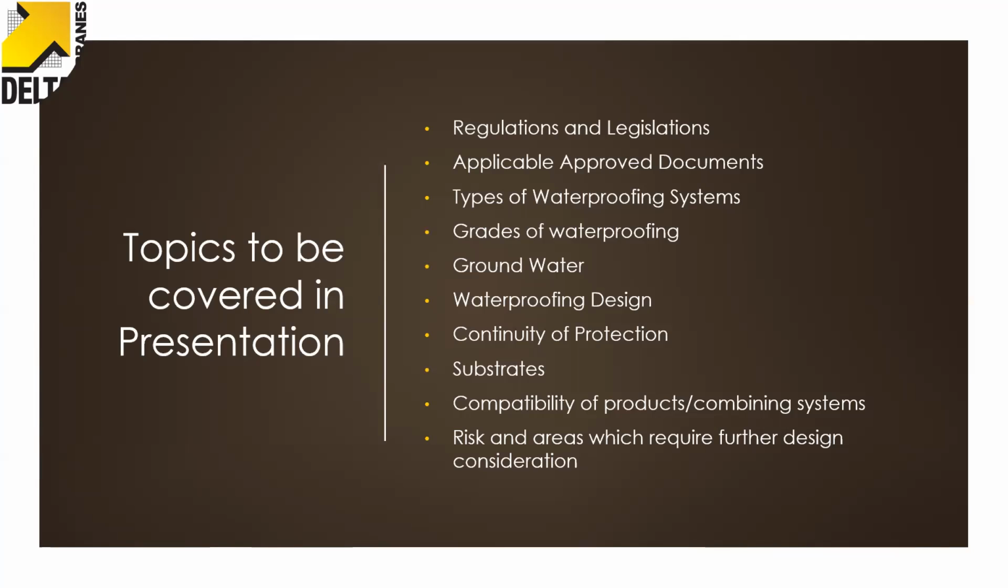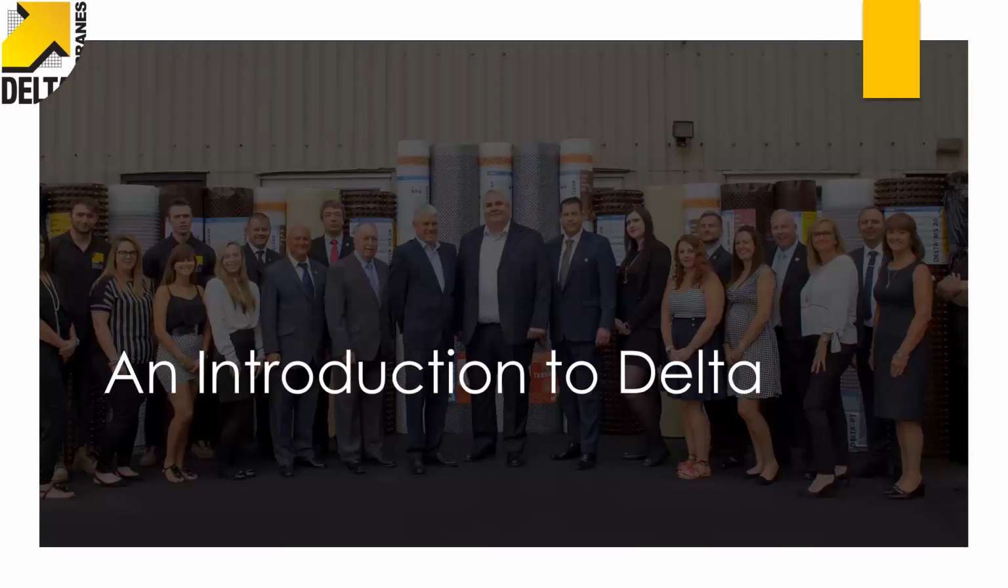We're going to look at groundwater, water tables, and the fact that they're variable. Continuity of waterproofing protection. As you might imagine, if systems aren't continuous, then they're not much use for keeping water at bay. Substrates, so we come across various structures like reinforced concrete, blockwork, modular construction, insulated formwork, polystyrene blocks, all sorts of things, really. Compatibility of products and combining systems, and risk. Every design solution is based on a risk assessment, and we'll look at what feeds into that and therefore informs the design. So that's the meat of the presentation.